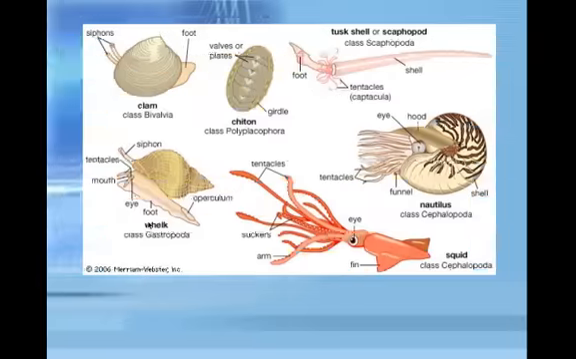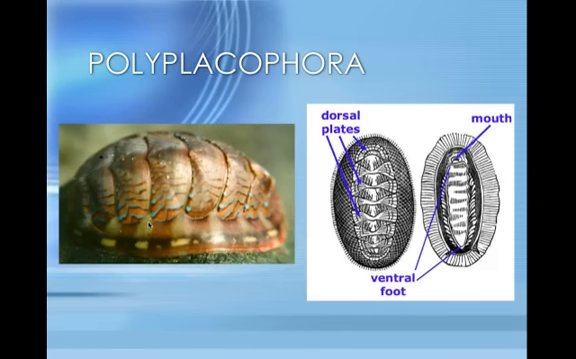The first class we're going to talk about are the chitons, which are the polyplacophores. These guys tend to be oval-shaped with shells that have 8 dorsal plates. They cling to rocks along the shoreline, and their foot acts as a suction cup. They have a radula that scrapes algae.